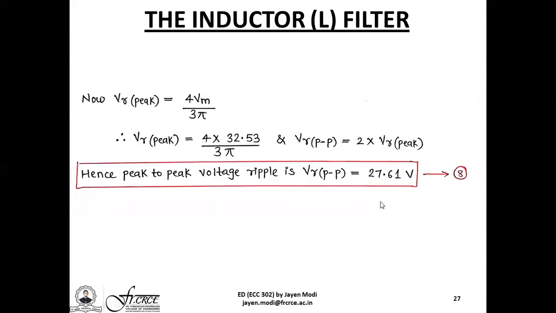And finally, the ripple voltage, the peak value, is given by 4 Vm upon 3 pi. So that will be 4 into 32.53 divided by 3 pi. So we get the peak to peak ripple value as twice into VR peak, and we get the value as 27.61 volts. That is again very, very large. So this shows that inductor filters are typically not used alone. They are always used in conjunction with a typical capacitor, as we'll be seeing in the next lecture session for an LC filter. Still, the overall ripples are still quite larger as compared to a typical capacitor filter.